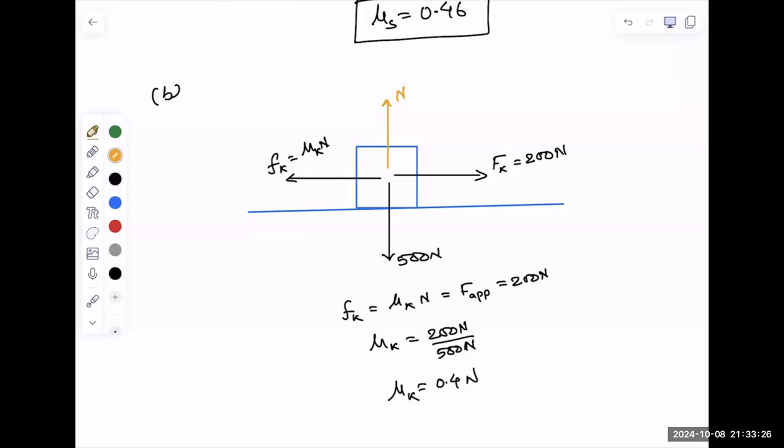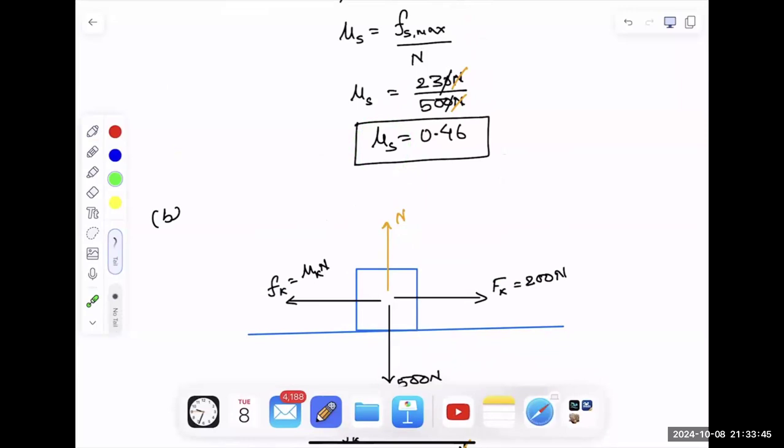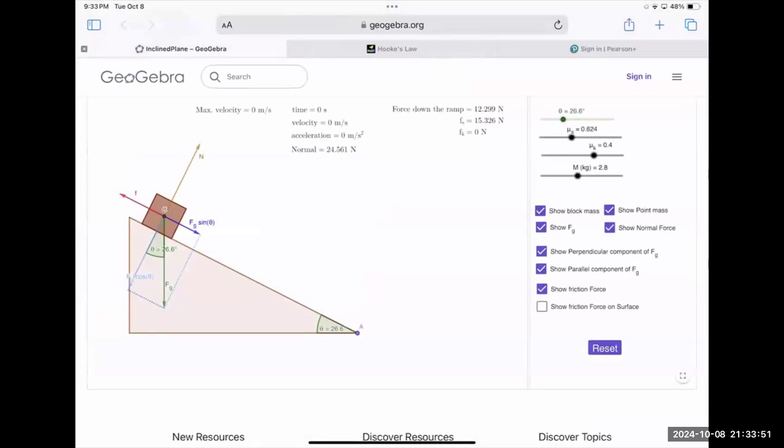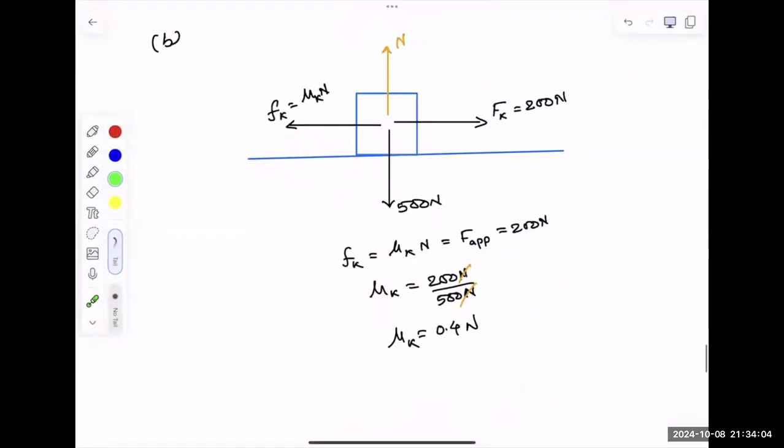So what does this tell me? My kinetic friction coefficient cannot be larger than my static friction coefficient. My kinetic friction coefficient is always smaller than the static friction coefficient. Okay, so that's why it is as you see here. So this one was a very simple problem. It was on a flat plane.